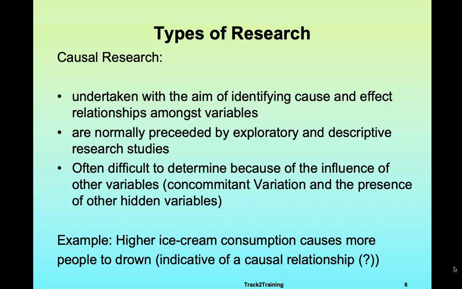Causal research is undertaken with the aim of identifying the cause and effect relationship between independent and dependent variables. This is normally preceded by exploratory and descriptive research studies. It is often difficult to determine because of the influence of various factors, different determinants, different variations, or the presence of other hidden variables. For example, higher ice cream consumption causes more people to drown; such a causal relationship can be found through research work.